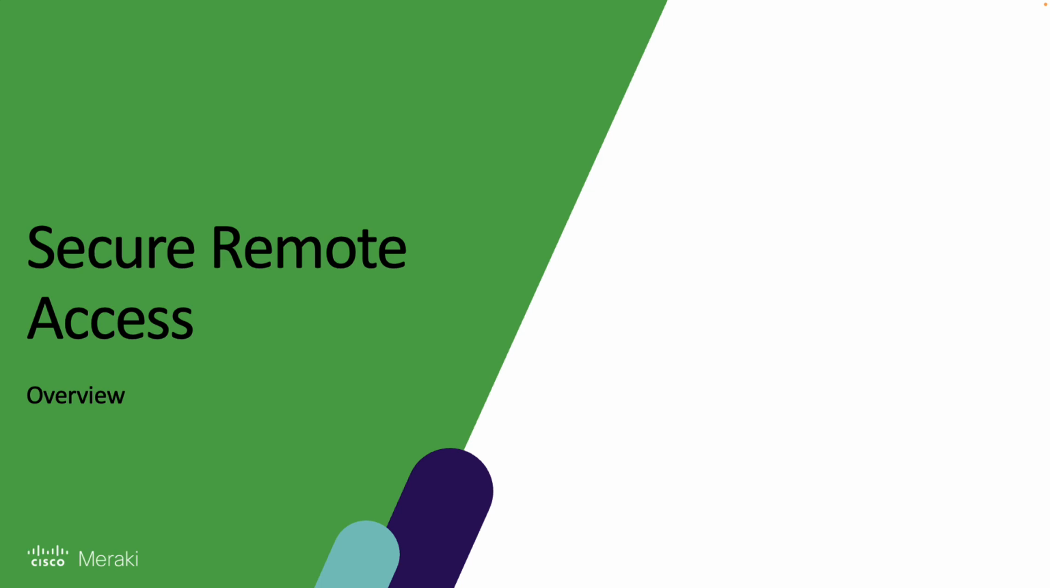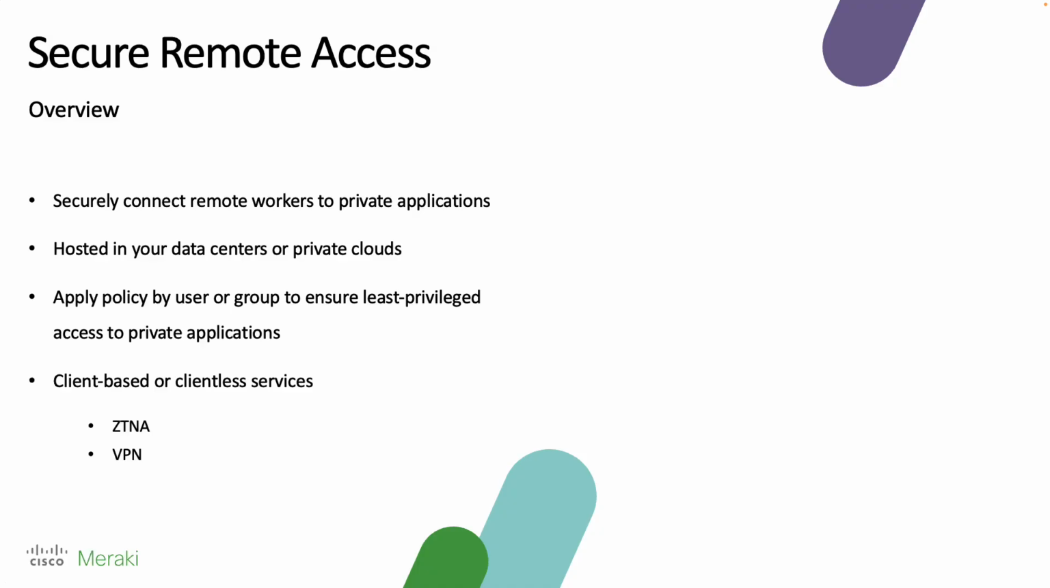In this video we're going to be doing an overview of the Secure Remote Access use case. So to get started, what does this use case actually facilitate for us? We're able to securely connect our remote workers to our private applications, which might be hosted in your data centers or maybe in a private cloud. We're then able to apply policy by user or group to ensure that we're giving least privileged access to our internal applications as well as the network.